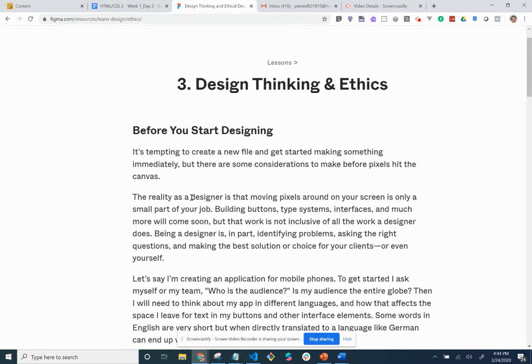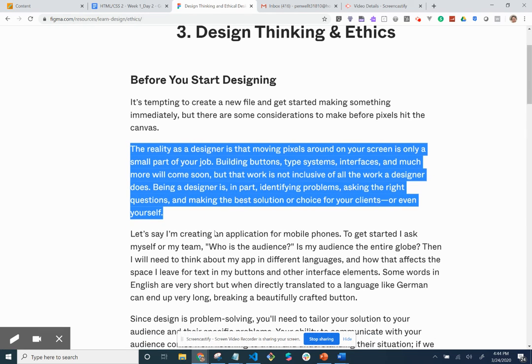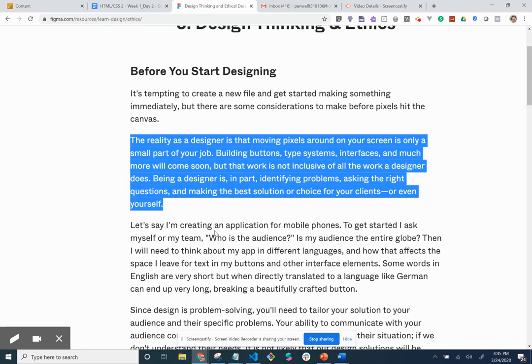So before you start designing, it's tempting to create a new file and get started making something immediately, but there's some things to consider. The reality as a designer is that moving pixels around on your screen is only a small part of your job. You're building buttons, type systems, interfaces, and such. But that work is not inclusive of all the work a designer does.